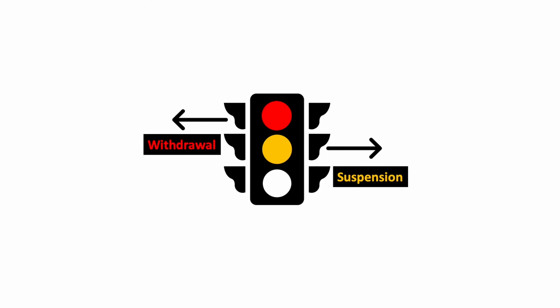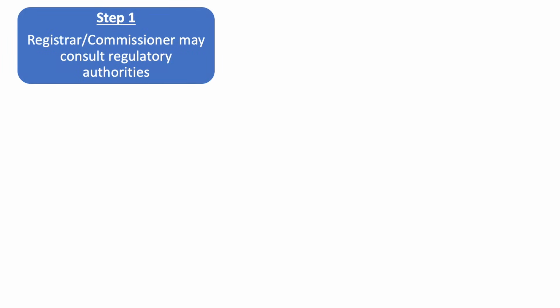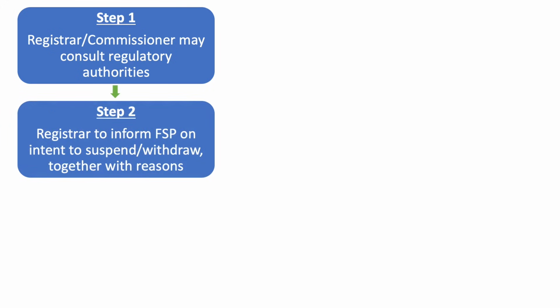Before the FSCA initiates a suspension or withdrawal of a license, the following process must take place. The FSCA may consult other regulatory authorities to get more information regarding the case at hand. The FSCA must notify the FSP of the intention to suspend or withdraw the license, as well as the reasons for such an action.